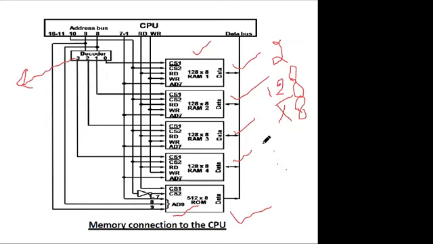Whereas the data lines are the same. The same data can be transmitted from this RAM, the second RAM, the third RAM, and the fourth RAM. The same data will be transmitted from all the RAMs as the data bus is the same for all the RAMs, and it is also the same for the ROM. But the addressing capacity has changed.